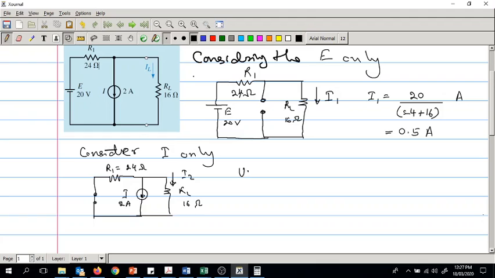So using the current divider rule, I2 is equal to the other side resistance, that is 24 divided by 24 plus 16, into 2, and that is actually minus because the current source is in that way, and the current will actually go upwards through RL, but the current we have marked is downwards, so it's minus.